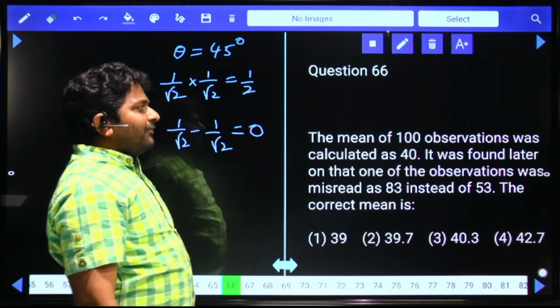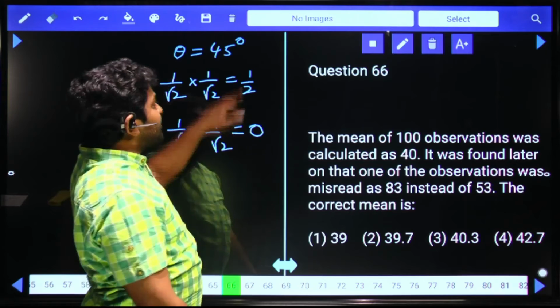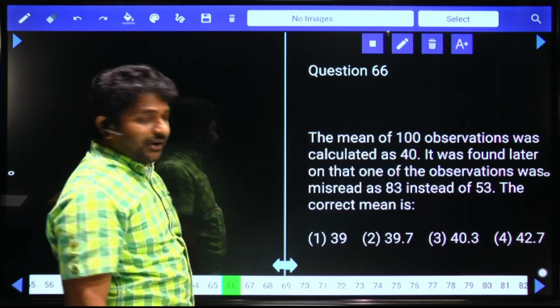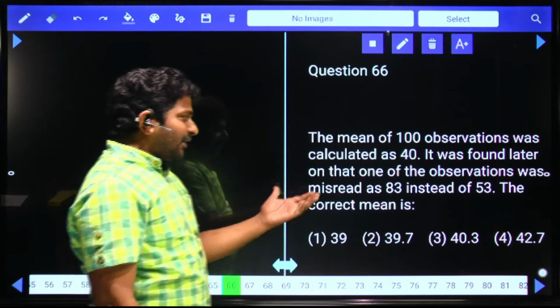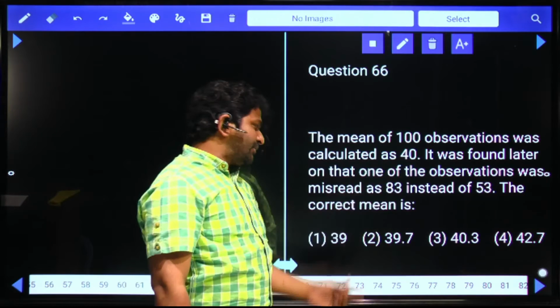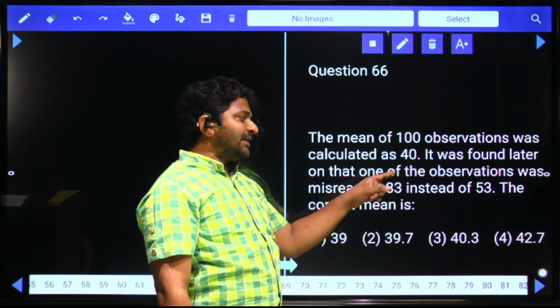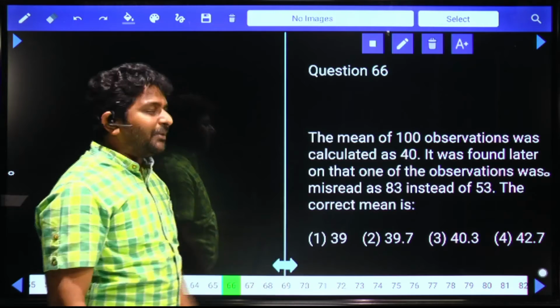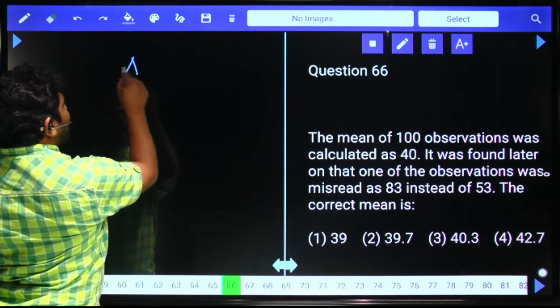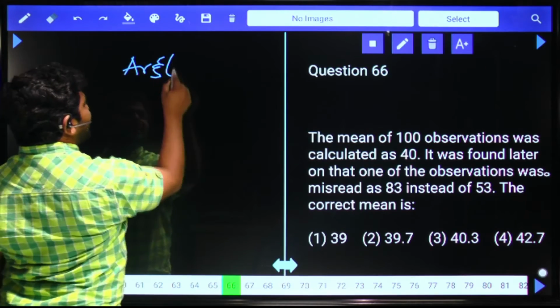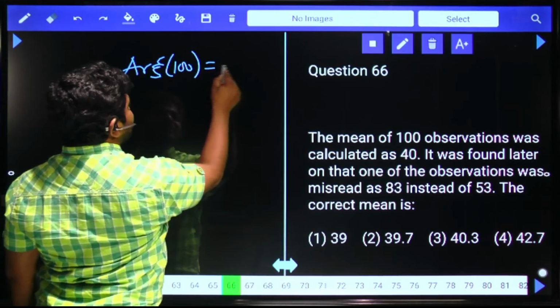Mean, meaning average. The average of 100 numbers is calculated as 40. It was found later on that one of the observations was misread as 83 instead of 53. What is the correct mean? So, average for how many numbers? 100 numbers. The initial average is 40.